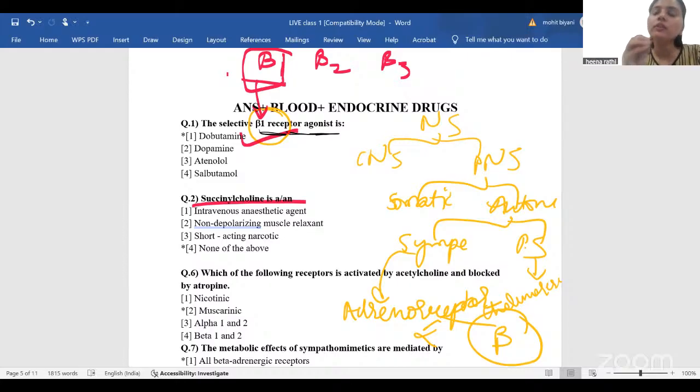So we give the skeletal muscle relaxants. Now the skeletal muscle relaxants can be of two types, centrally acting and peripherally acting. This succinylcholine is a peripherally acting skeletal muscle relaxant, which is of non-depolarizing category of the muscle relaxant.